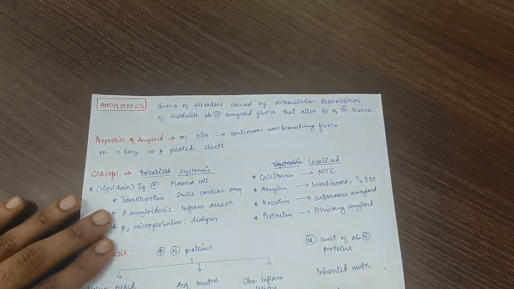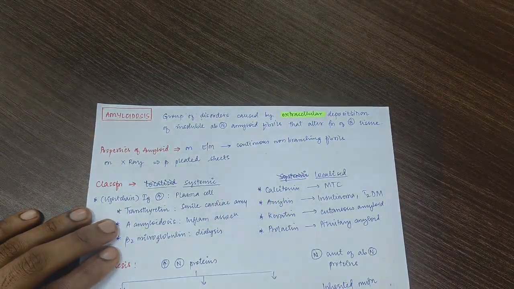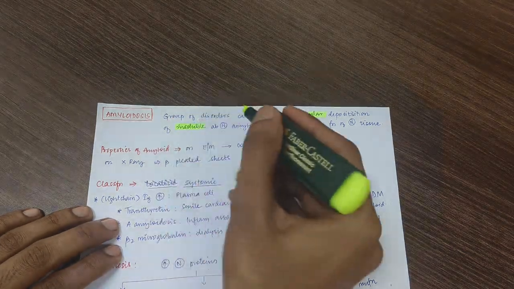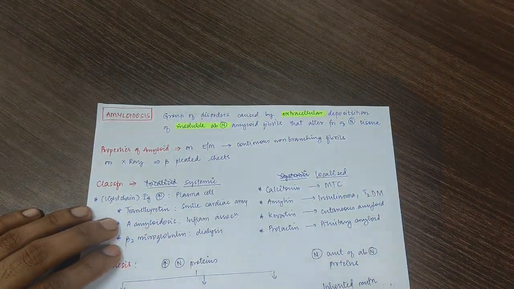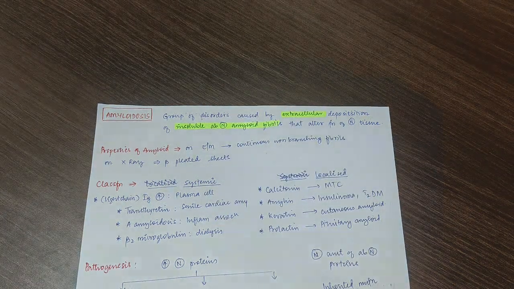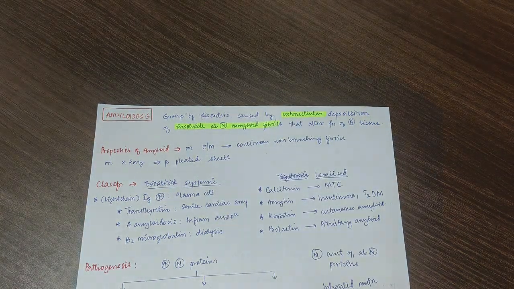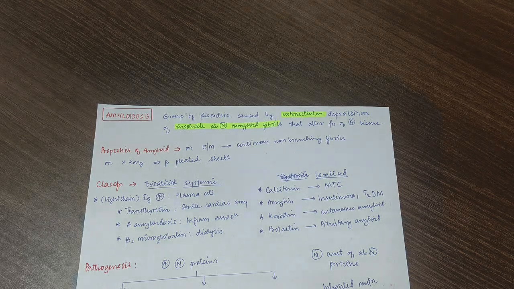What is amyloidosis? It is a group of disorders characterized by extracellular deposition of insoluble abnormal amyloid fibrils that alter the function of normal tissue. So these are the 2 keywords: extracellular pinkish hyaline, and insoluble abnormal amyloid fibrils that alter the function of normal tissue.